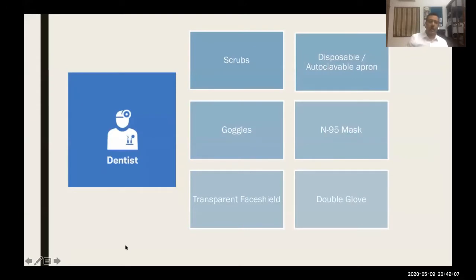Next, that is as far as the patient is concerned. So when the patient comes in, you have done all these things and safely brought the patient inside your practice. Now, what does the dentist and the dentist assistant have to do?